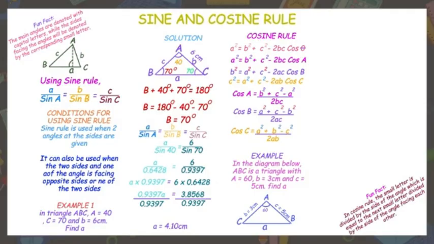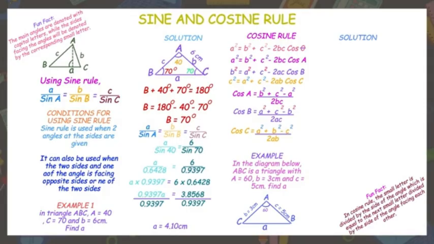Now, how do we solve this? Solution. In the diagram below, ABC is a triangle. So we have to look for A in that question. Angle A is 60 degrees, B is 3 centimeter, and C equals 5 centimeter. We have to find A using cosine rule.